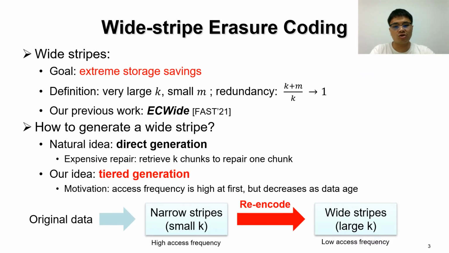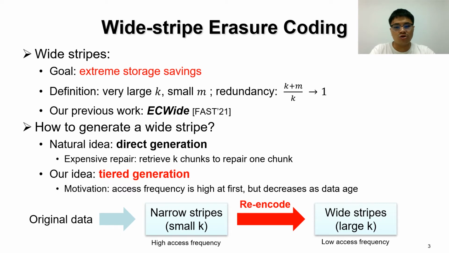Recently, storage practitioners are interested in further redundancy reduction for extreme storage savings. If we have a very large k, while m keeps relatively small, the redundancy will be substantially suppressed. Here comes the wide stripe. By the way, our previous work, EC-Wide, appeared in FAST '21 a few months ago. Well, we keep thinking about this question: how to generate wide stripes.